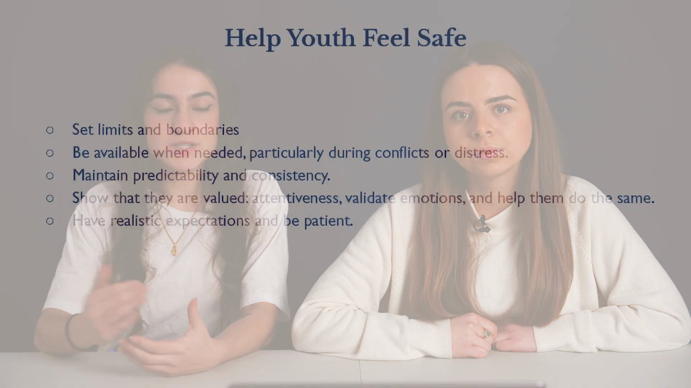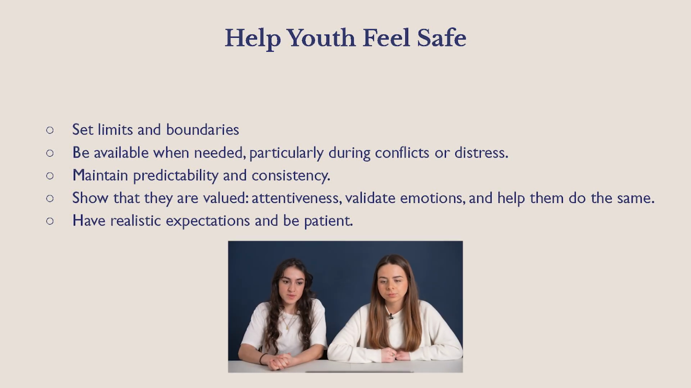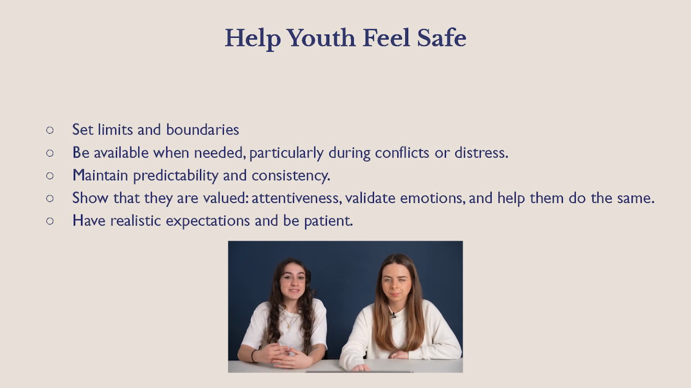Helping them feel like they're in a safe space can help them let their guard down, and it will help the interaction with these youth flow better. Ways you can do this are to set limits and boundaries, not only for yourself but also for the youth. You can be available when they're needed, particularly during conflict or distress. You can maintain predictability and consistency. This is important for a youth to be able to count on you and your presence and help build some sort of trust.